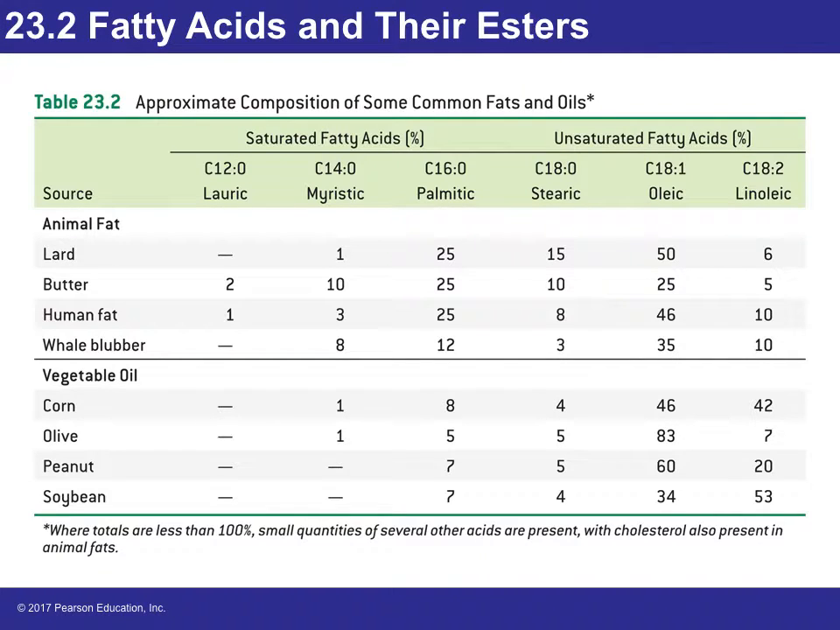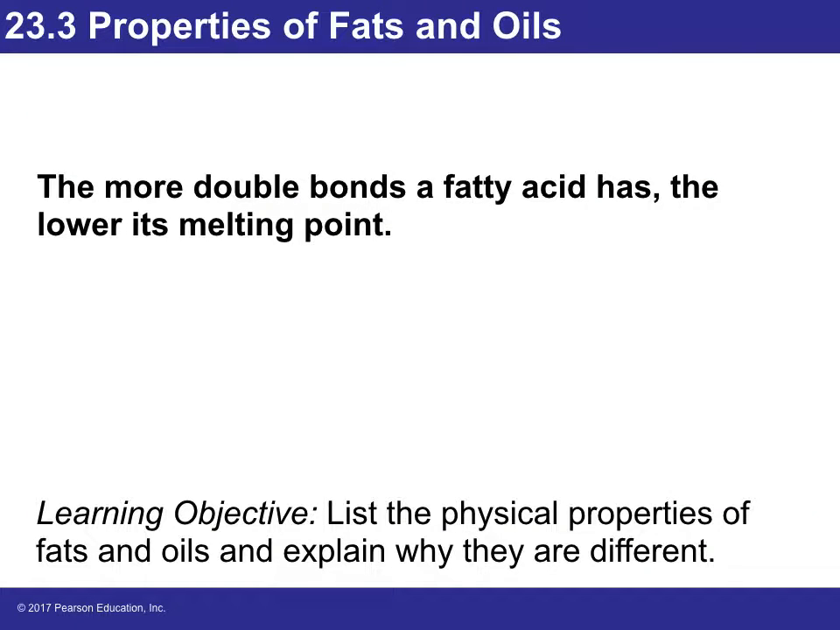So look at this, animal fats versus vegetable oils, and look here at the approximate composition of those fats and oils: number of carbon atoms, number of saturated or unsaturated, meaning double bonds between the carbon atoms. The more double bonds you have, the lower the melting point, meaning that unsaturated fatty acids are going to be liquidish at room temperature.